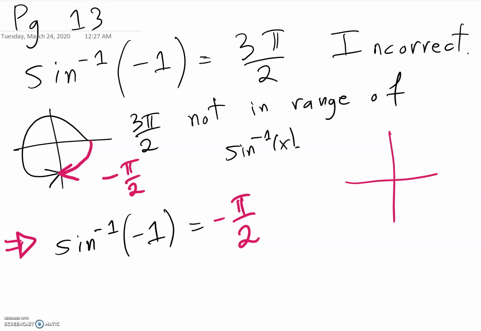Your range of sine inverse is going to be these angles here in quadrants 1 and 4. The angles in quadrant 4 are negative. The angles in quadrant 1 are positive. I need to find another angle that is coterminal with 3 pi over 2 and is inside this range of sine inverse. And clearly that angle of negative pi over 2 is coterminal with 3 pi over 2. It is also inside the range of sine inverse. And so our answer is negative pi over 2.